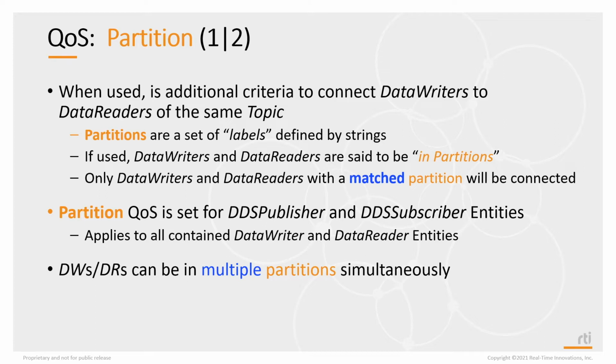A data reader or a data writer can be in multiple partitions simultaneously. You can set more than one partition in the partition QoS, and a data reader or data writer will be in all of those partitions. Using partitions allows you to dynamically change which data readers talk to which data writers, because you can change the partition QoS dynamically.